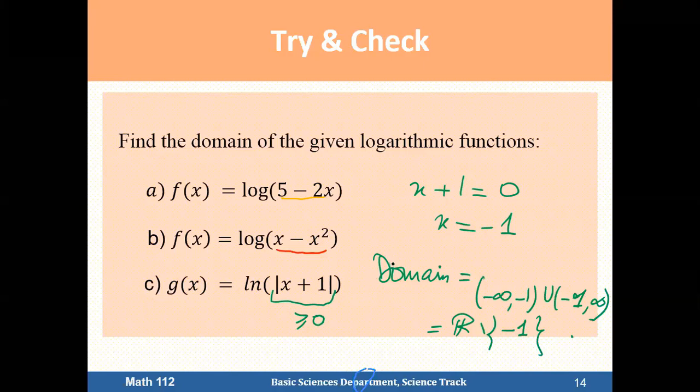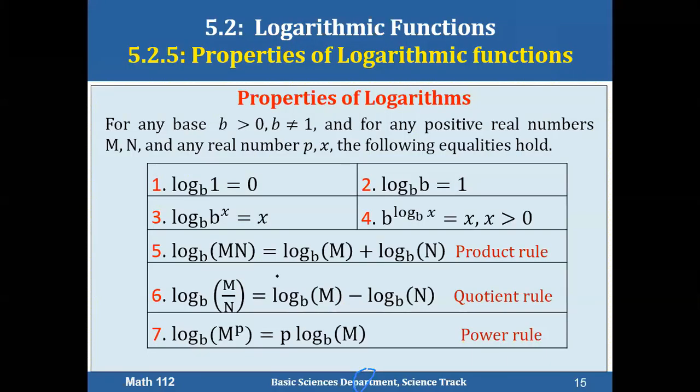Now, what are the properties of logarithm? The log transforms the product into a sum of logs. So log of mn is log of m plus log of n. The log transforms the division into subtraction. So log of m over n is log m minus log n.